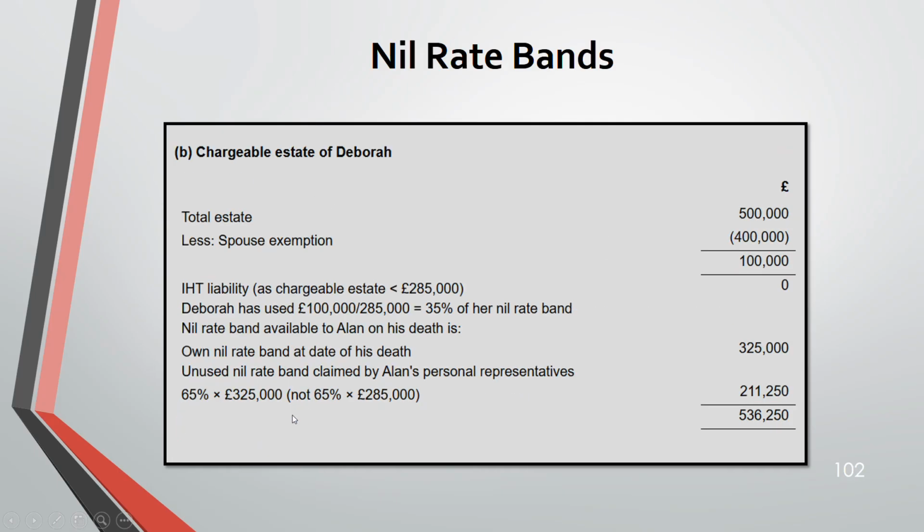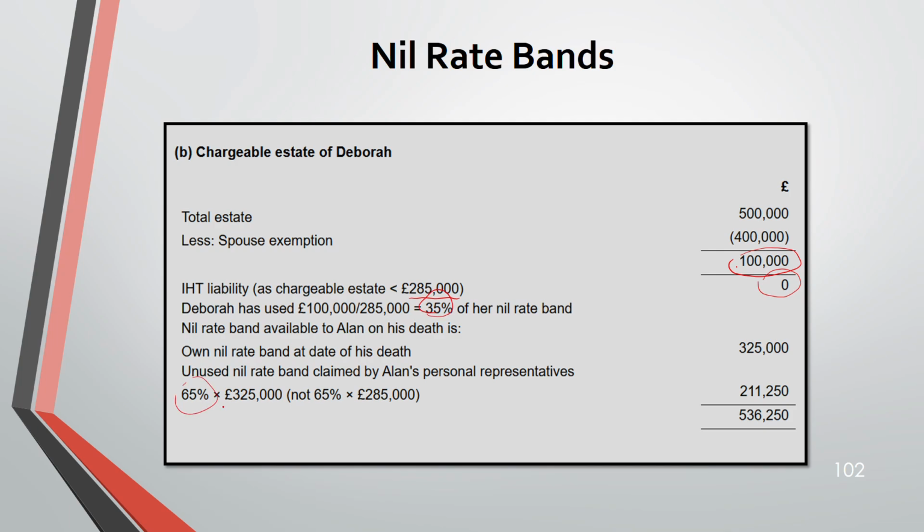Now, the next one, part B. Here you are leaving only 400, not the entire amount with the spouse. So this 100,000, if you see, it is less than 285,000, the nil rate band at that time. That means no IHT. But you need this 285 to find the unused percentage. How? This 100 out of 285. You have utilized 100 out of 285. So 35 is used. The balance, that means 65, is unused.